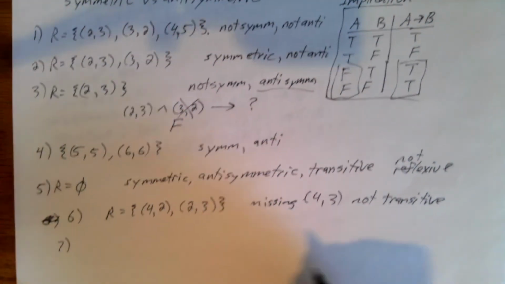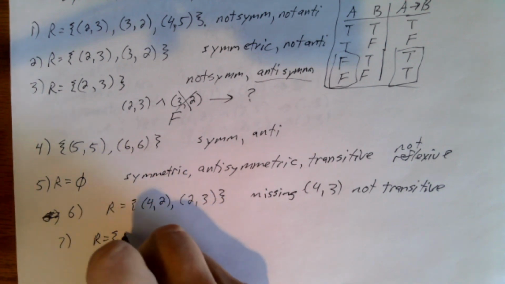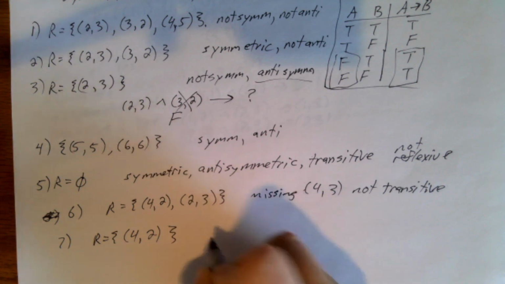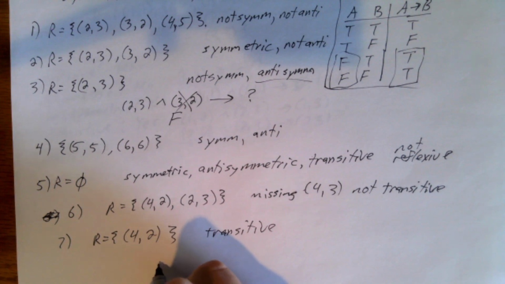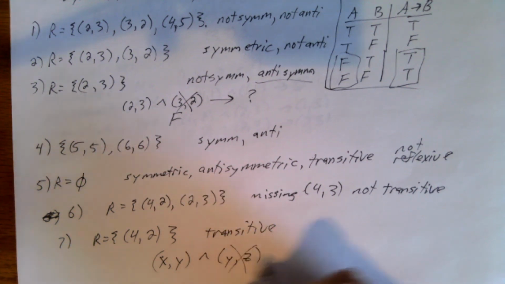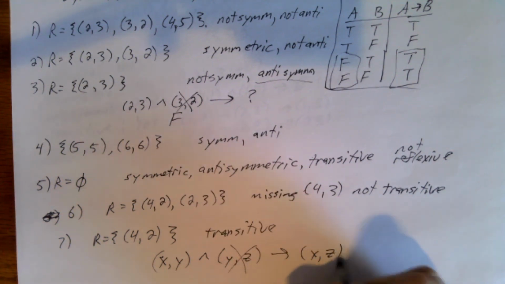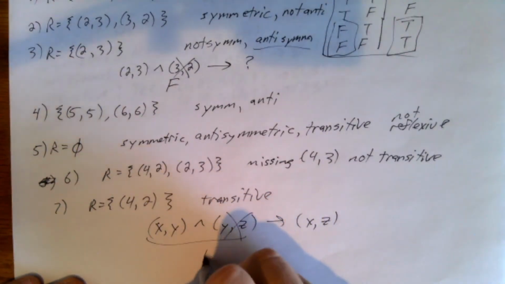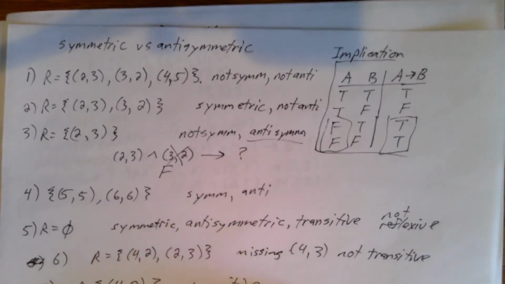Now, if we look at 7, for logic similar to what we did on number 5, if we have R equal to just, say, 4, 2, this is transitive. Why is that? Well, we have something like this. We have an x, y, but we need a y, z as well. We don't have that, so the left side is false, so it doesn't matter that we don't have x, z. This right here is false. So this tells us the overall relationship is true, so it is transitive. All right? So those are binary relations.